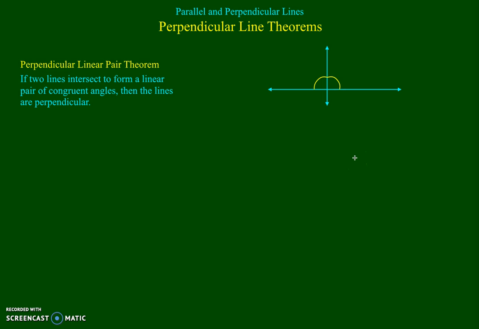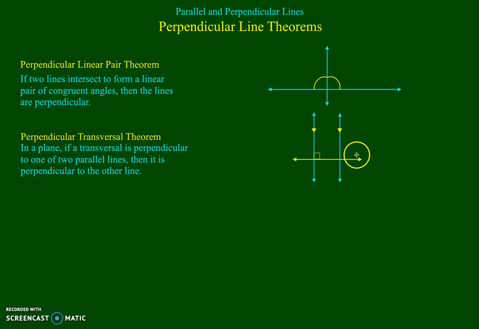The next theorem we're going to talk about is the perpendicular transversal theorem. The perpendicular transversal theorem says, in a plane, if a transversal is perpendicular to one of two parallel lines, then it's perpendicular to the other line. We're going to look at the proof of this a little bit later, but the idea behind this theorem is fairly straightforward. You can see that these two lines are parallel, having this as a transversal, and we're already given that this angle is a right angle.